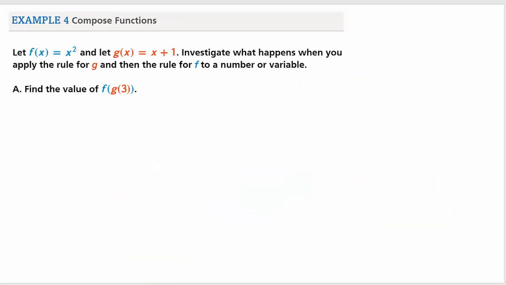In example 4, we have a composite function where we're putting one function inside of another function. So the g function is going inside of the f function. We're going to start with that innermost function. We're going to find g of 3. Normally there's an x here, and the x has been replaced with a 3. So we use our g function, which is x plus 1, and we change the x to equal 3.